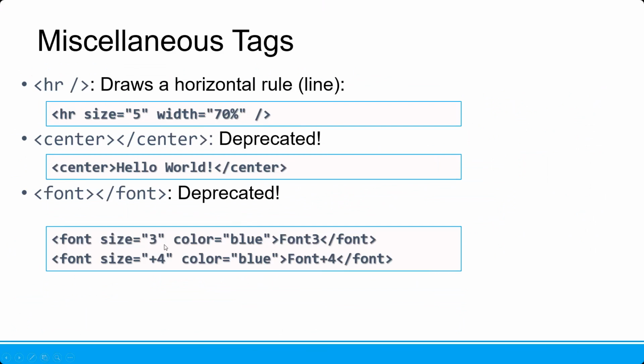So there are other kinds of tags that you can use also in this HTML. For example, HR. HR means horizontal rule. So you can make the rule using the HR, and I want to make the size equal to 5 and the width 70%. So it will be, let's see.